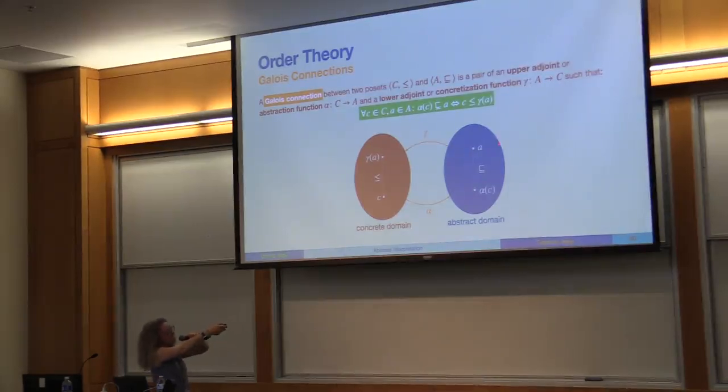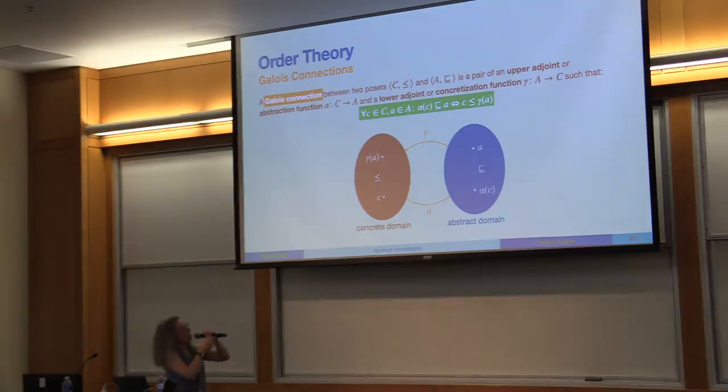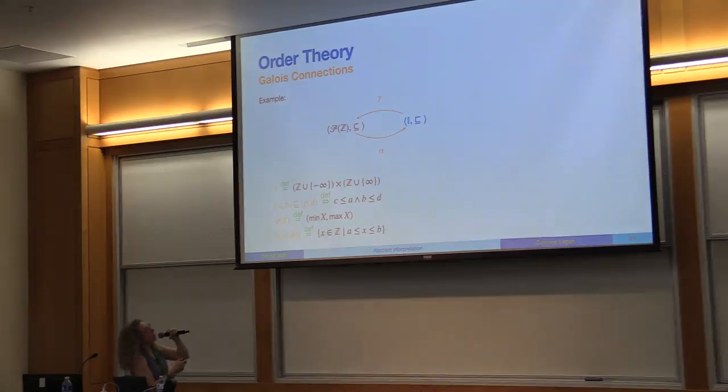When you concretize the abstract element, the concretization will be larger than the concrete element. So essentially, whatever abstraction you take is always going to be an over-approximation of the concrete element. I'll give you an example. This is one simple example here.